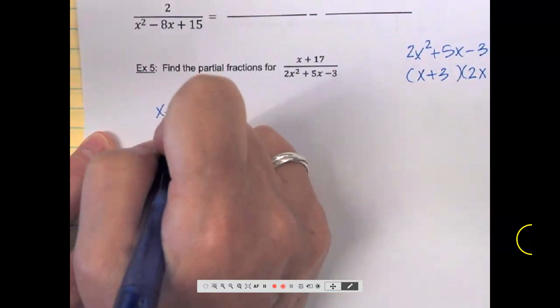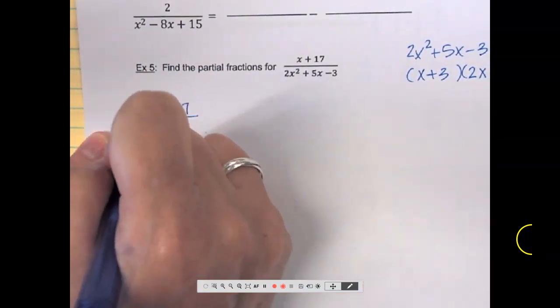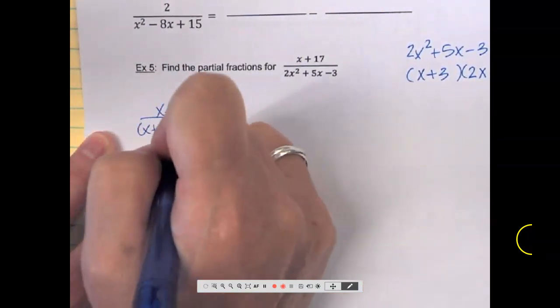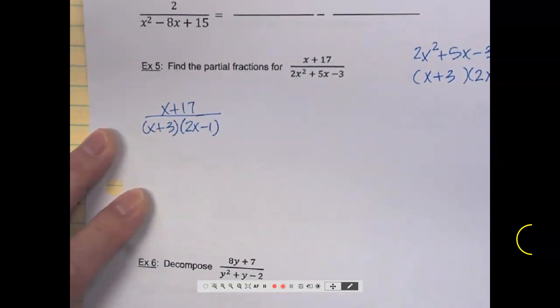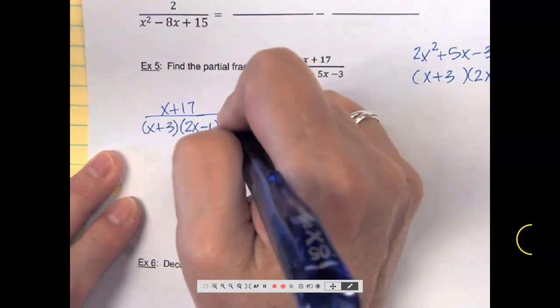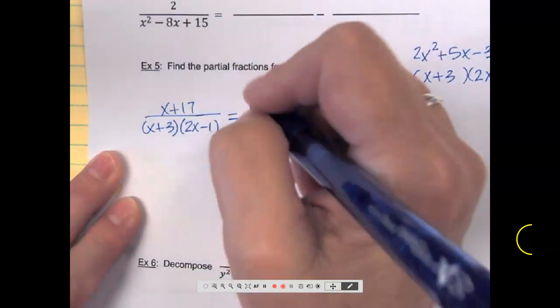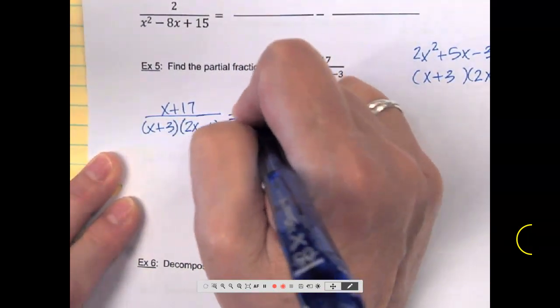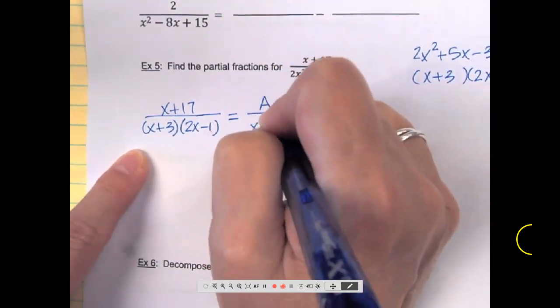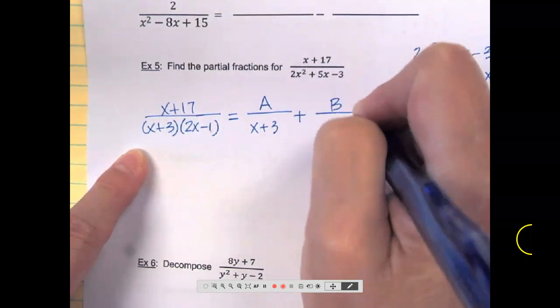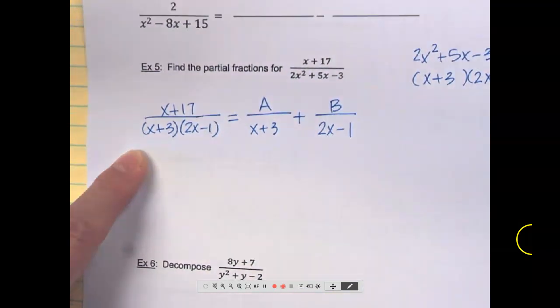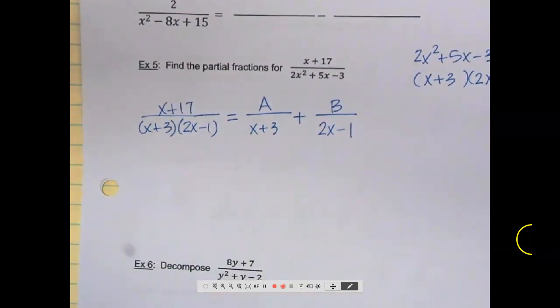Okay, so then I'm going to take those two factors and rewrite this fraction as x plus 17 over the two factors. And I'm going to say that has to equal some mystery quantity over x plus 3 plus some mystery quantity over 2x minus 1. Because those are the two factors that lead to that denominator.